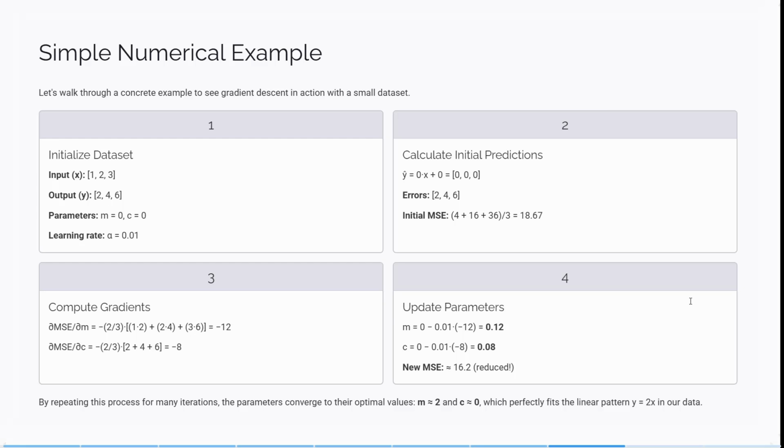Then m = 0 − 0.01 × (−12), that is 0.12, and c = 0 − 0.01 × (−8) = 0.08. Already our line is improving. The MSE drops from 18.67 to about 16.2. After many such iterations, m converges to 2, c to 0, and there is the perfect fit.